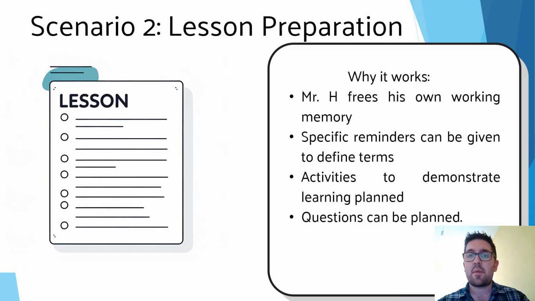Scenario 2. Lesson preparation. Before a complex history lesson on the Roman invasion, Mr. H creates a script for himself. It includes reminders to use specific vocabulary like legion and centurion. He also plans turn and talk activities, where pupils discuss why the Romans were so successful, and notes down pre-planned back pocket questions, or BPQ, to support students who may need additional help.